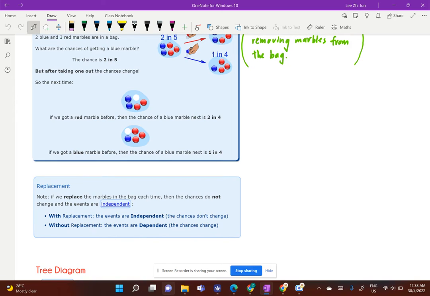So the 5 becomes 4. Now replacement: if you replace the marbles in the bag each time, then the chances do not change, so the events are independent. In conclusion, with replacement, the events are independent. Without replacement, the events are dependent.